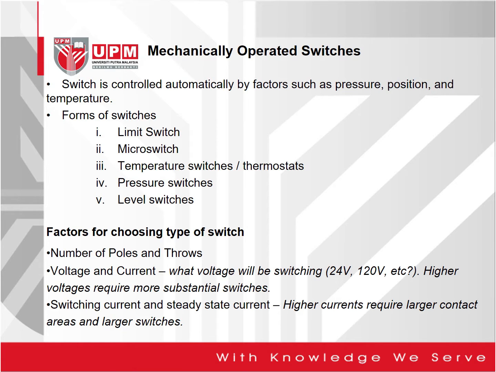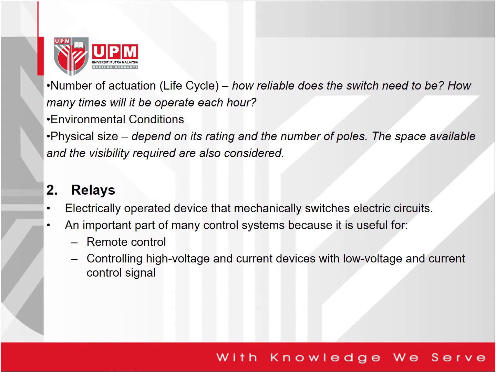So factors for choosing the type of switch. I list down here six factors. First one is number of poles and throws, voltage and currents, switching current and steady state current. Higher current requires larger contact areas and larger switches. Then number of actuations and life cycle: how reliable does the switch need to be? How many times will it be operated each hour? And then environmental conditions. The last point is physical size, depending on its rating and the number of poles; the space available and the visibility required are also considered.